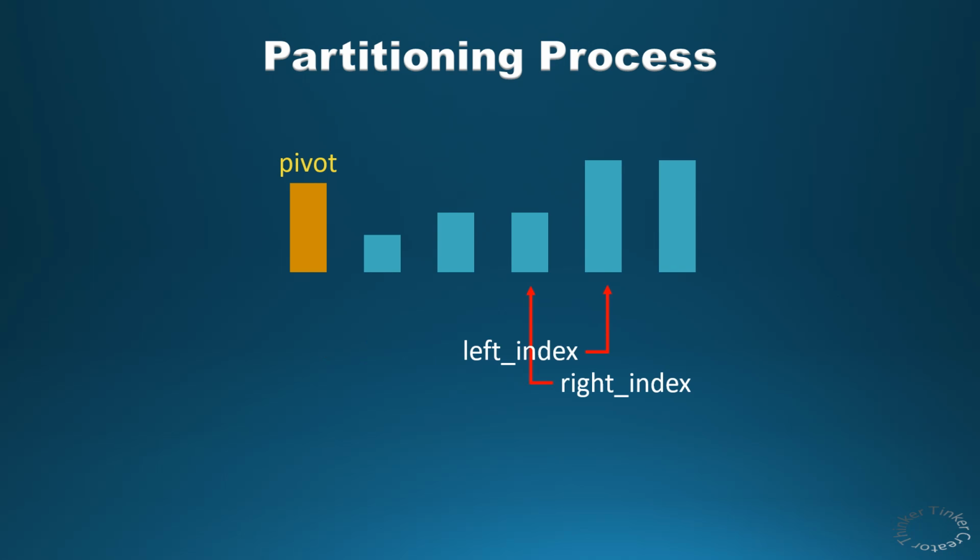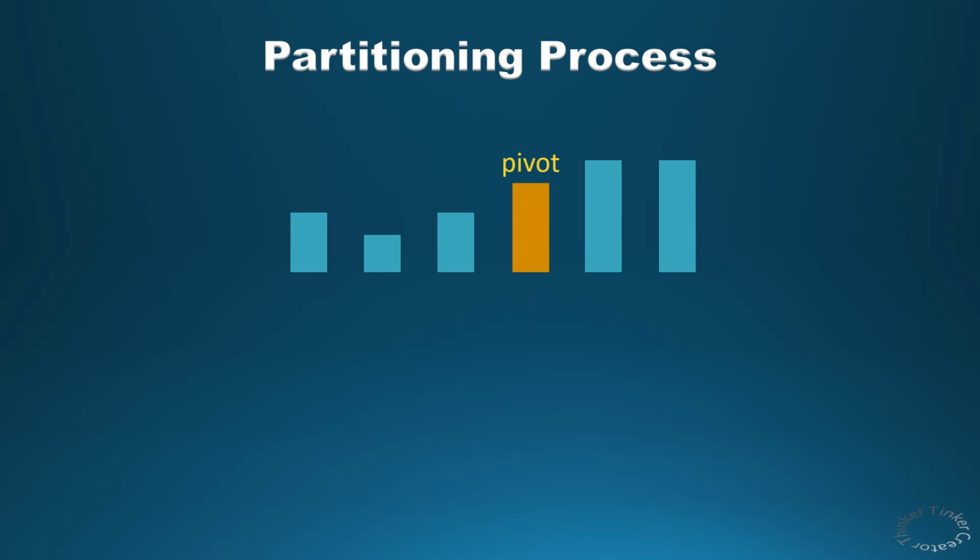Here the left index and the right index have crossed. In this case, the pivot item and the right index item are swapped. This places the pivot in its final position. All items on its left are smaller, and all items on its right are larger. The partition process is complete for this pivot.